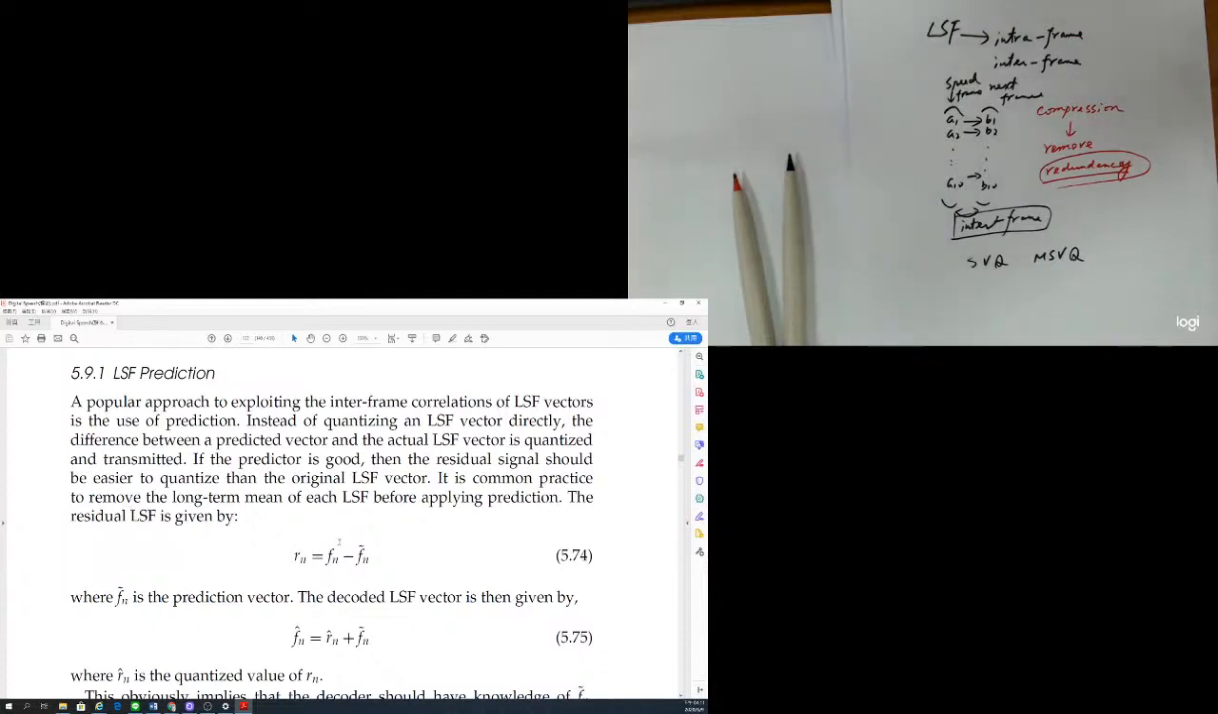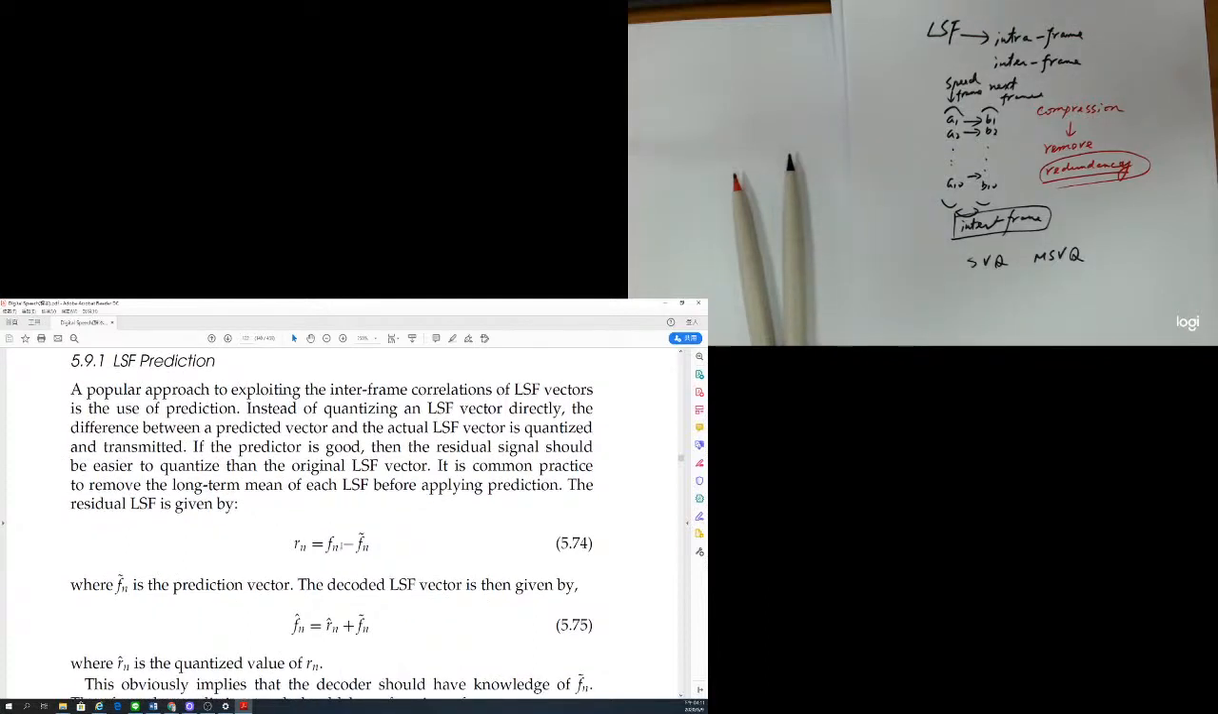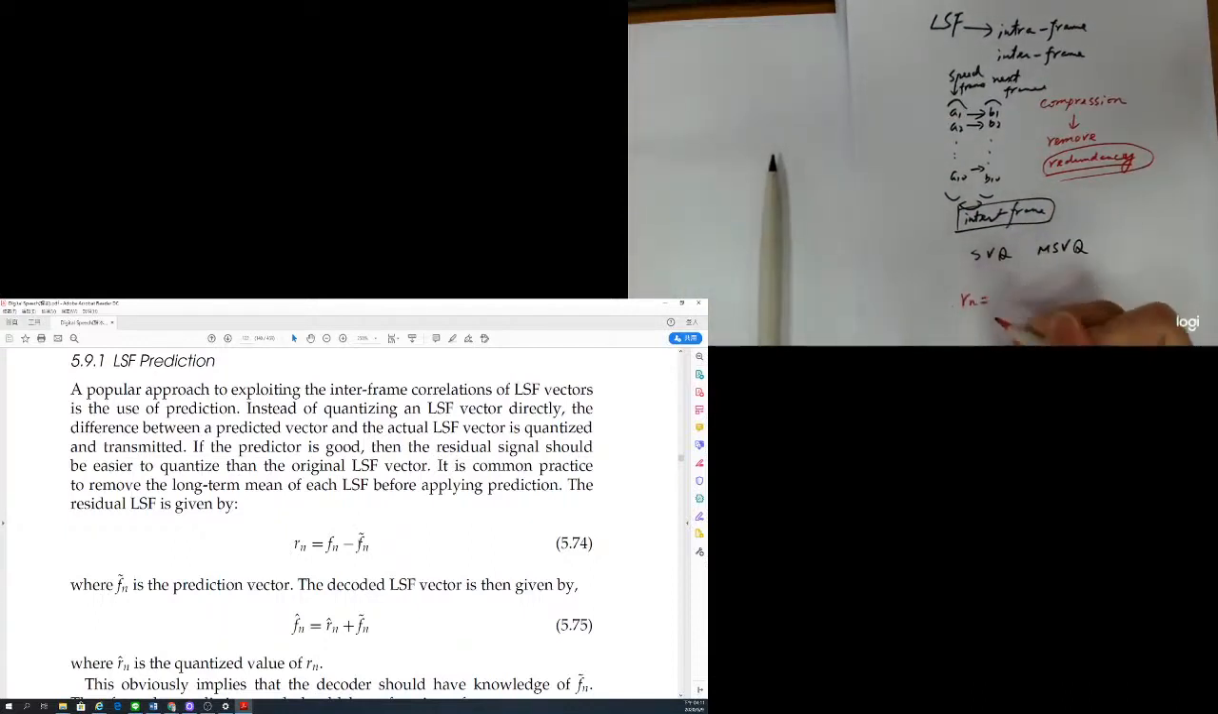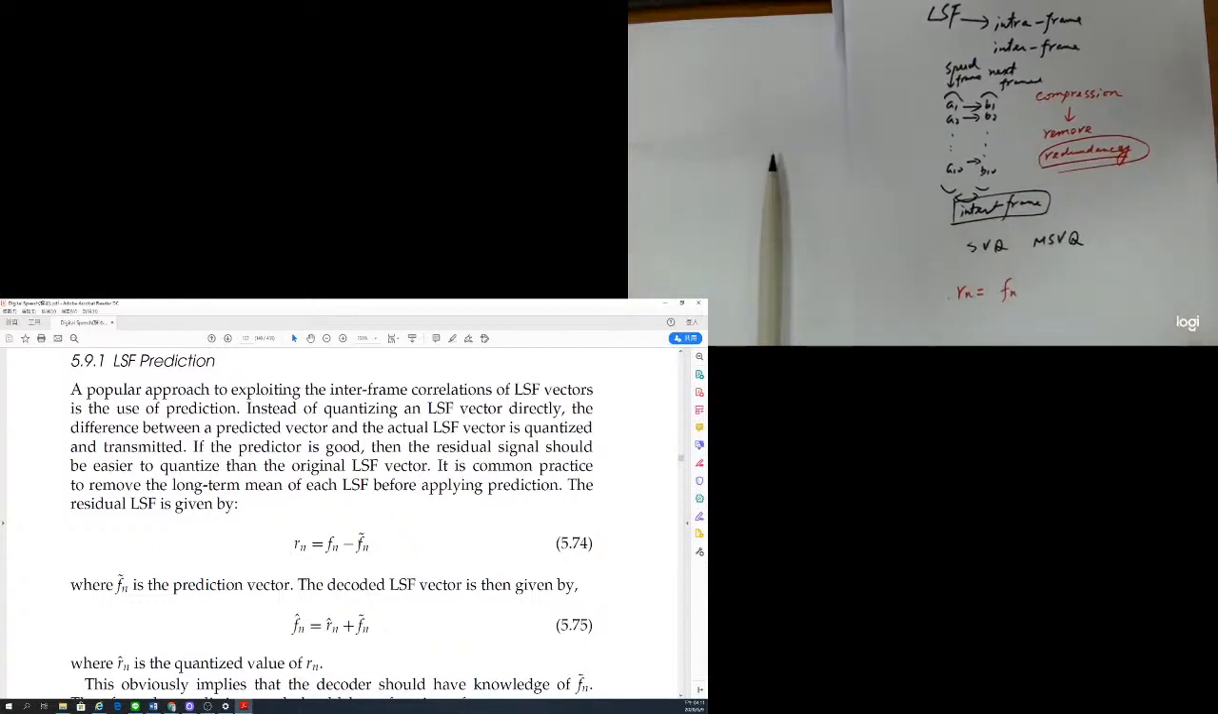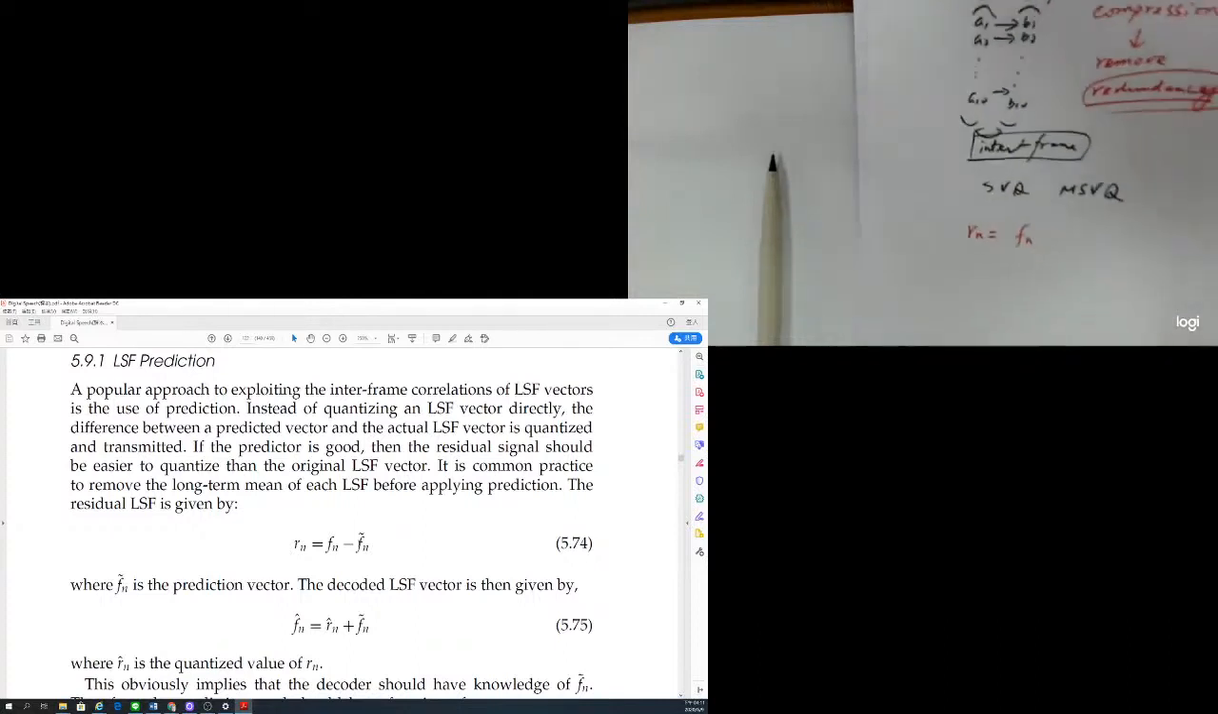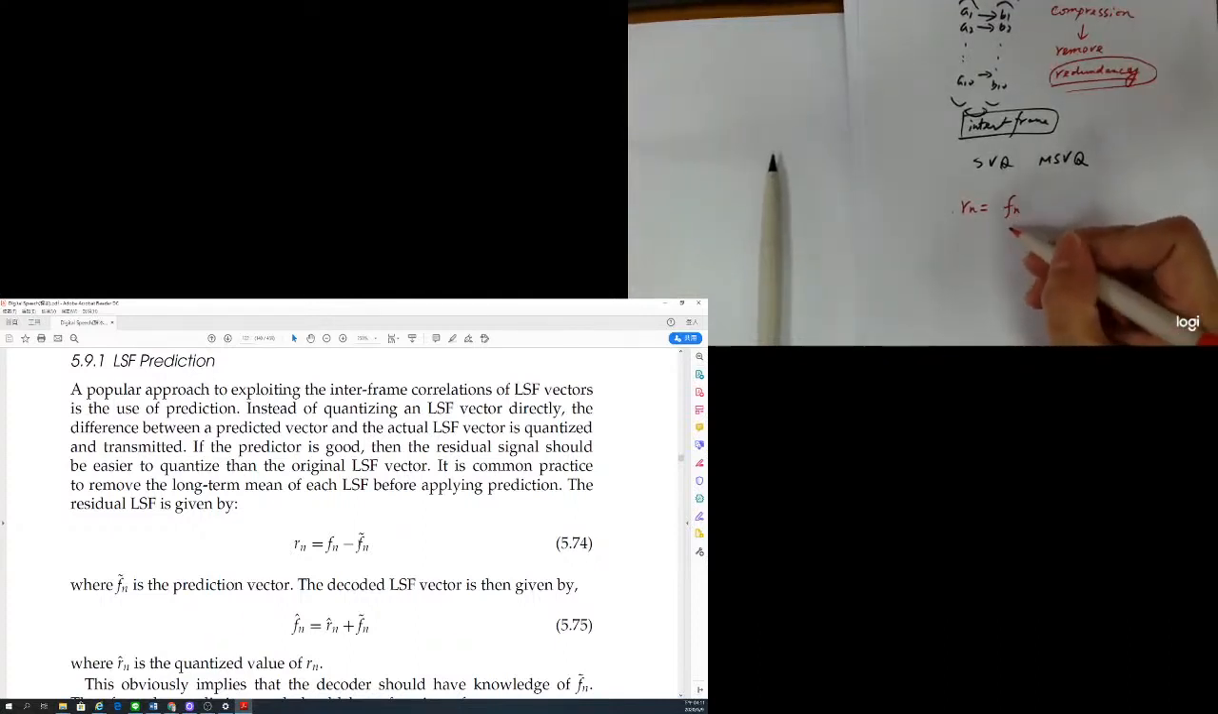So you can see here, if we have the coming Fn, we subtract the prediction vector. This one is our residual, the difference, the residual line spectrum frequency. This one is our coming line spectrum coefficient, a vector including 10 elements, minus your prediction. This one is the prediction.